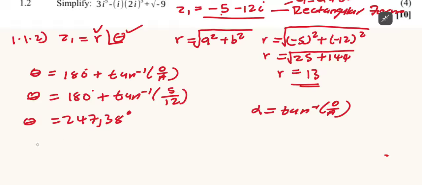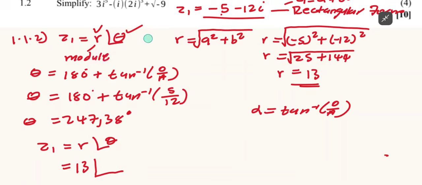So we can now represent this in our polar format. We know polar format is r, theta. What is our r? It is 13. Then our angle, the argument, remember this is what we call the modulus, and this is the argument theta. So here we have 247.38 degrees. That is our polar format.